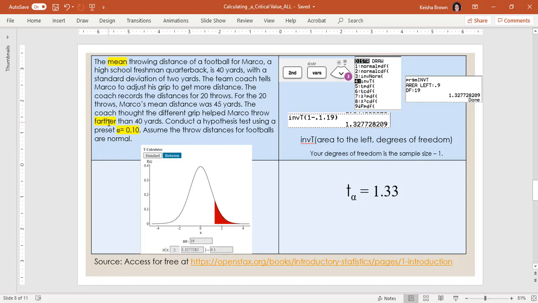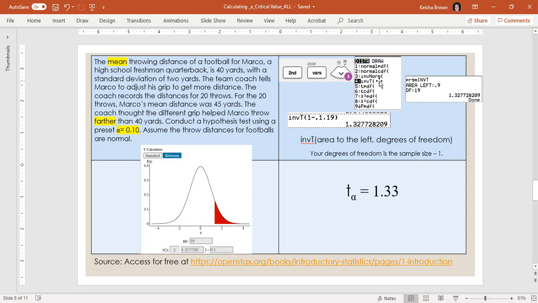Then, since it's a right tail test, that means we're going to shade on the right hand side. Alpha is 10%. So that means this part that's in red is 10% of your data, which means on the other side, it's 90% of your data. So if you're a calculator person, you're pressing second, then vars, then you're going down to the 3 steps, and that's when you're getting to the inverse t.